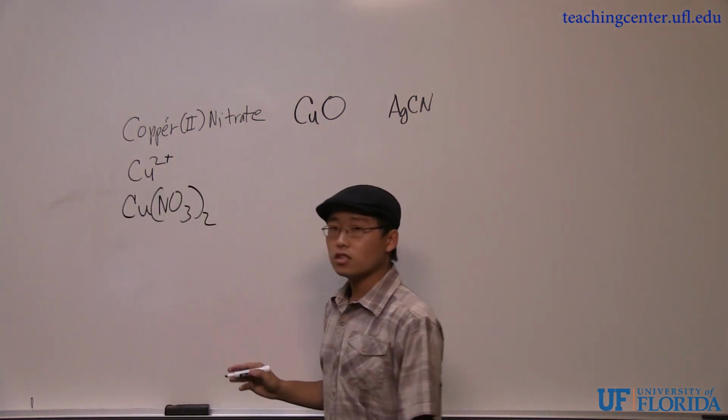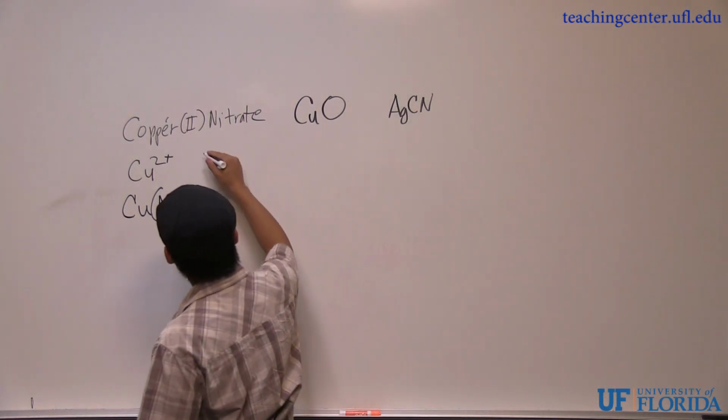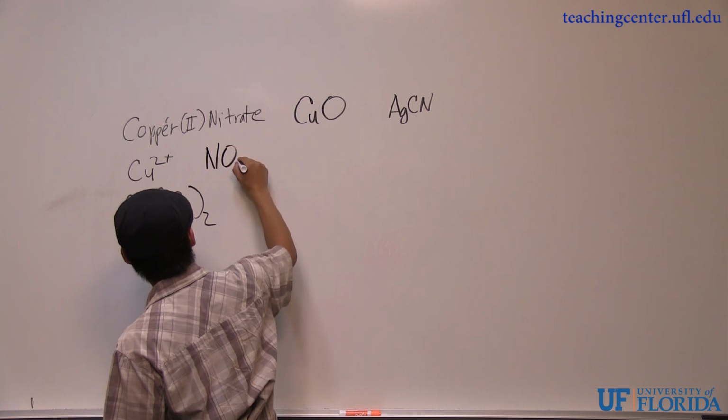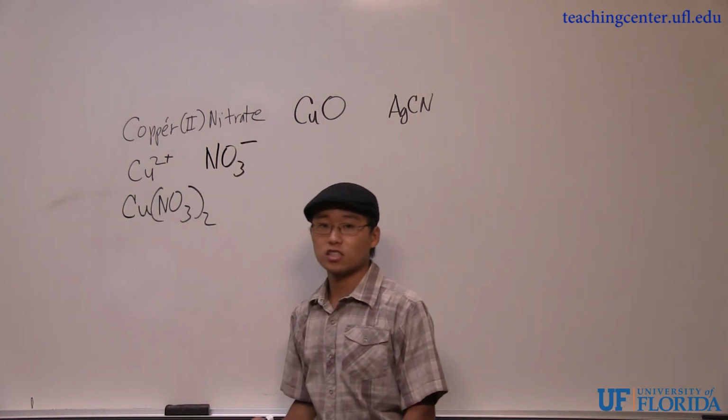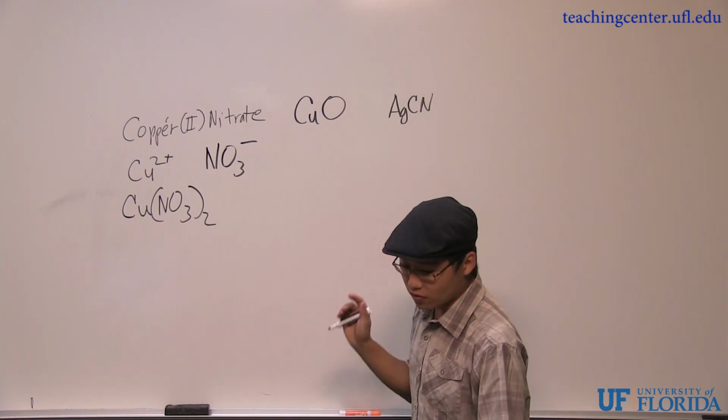So with that in mind, what is the charge of the nitrate? Well, we should remember, guys, that nitrate has a -1 charge, always. The charges of a polyatomic ion never change. They are always constant. So that's the first one.